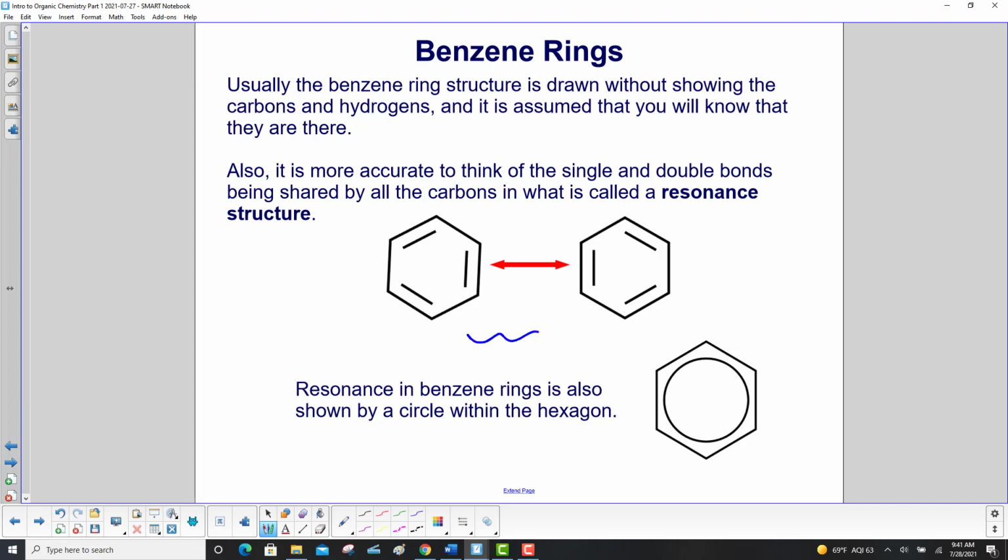So what's the difference between these two? Well, you've got a double bond at this piece here. Here you just have a single bond. The double bonds are all shifted one to the right. Resonance in benzene rings is also shown by just putting a circle within the hexagon, so you don't worry about drawing the individual double bonds. But just to reiterate, this is a double bond, this is a double bond, this is a double bond. The other bonds are single, and on the drawing to the left, the double bonds are just rotated. They're in a different position. And we're assuming that these single and double bonds are shared by all the carbons, which makes it a resonance structure.